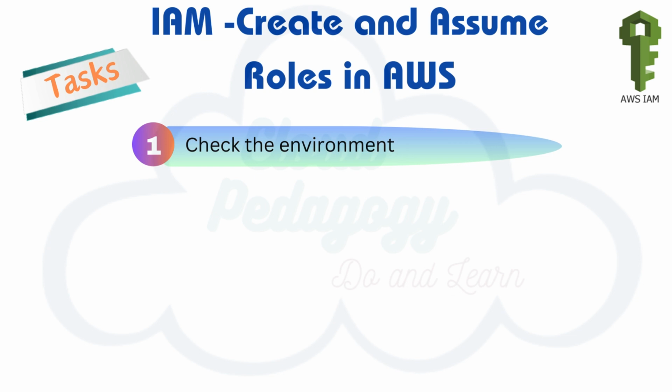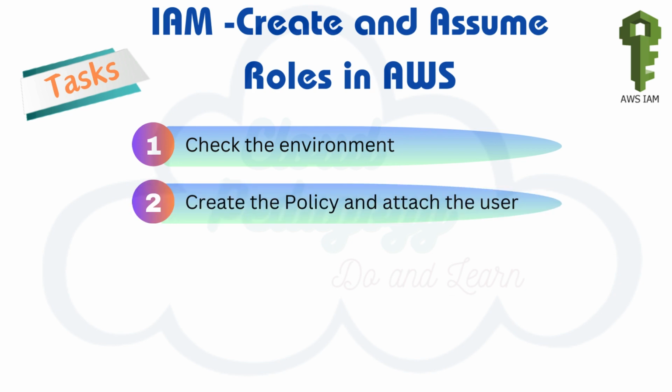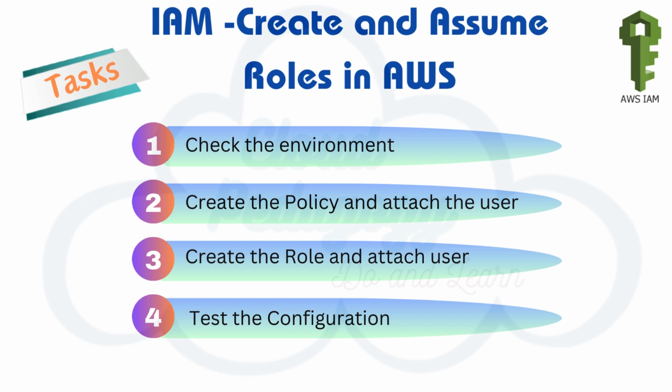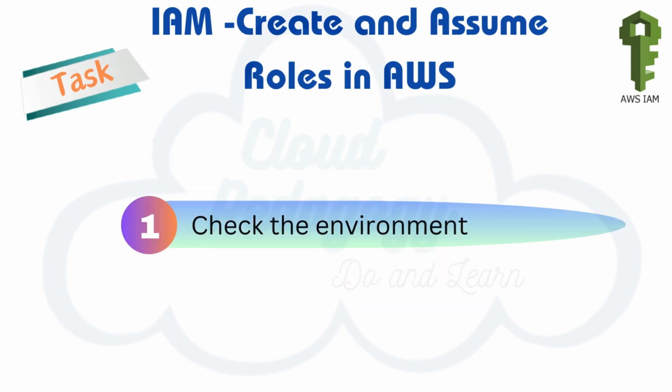In task 1, we check the environment which we already have, with the buckets and users. In task 2, we are going to create the policy and attach it to the user. In task 3, we create the IAM role and attach the user to the role. In task 4, we test the IAM policy and role configuration which we created in the previous tasks. So let's start with task 1, check the environment.